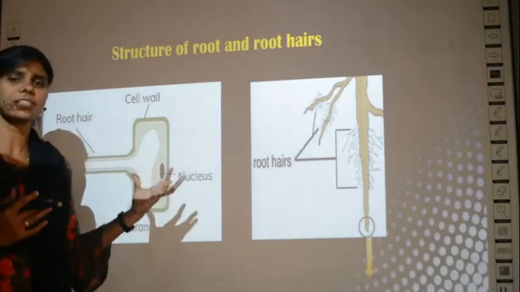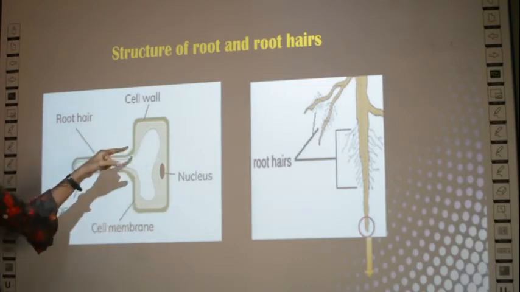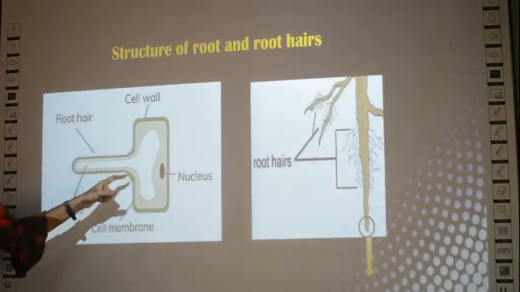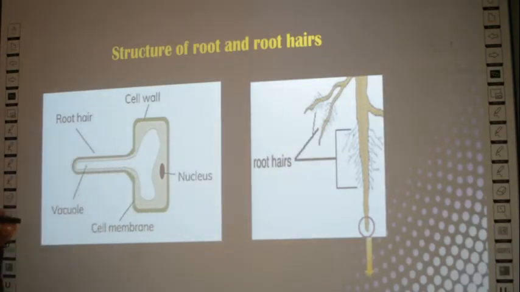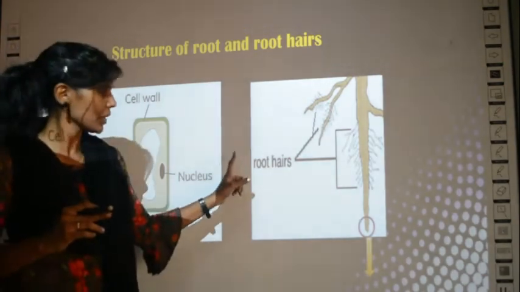This is the general structure of a plant cell, but since this is a root hair cell, you find an extension which is called the root hair. So labeling of this root hair cell also you should be familiar.